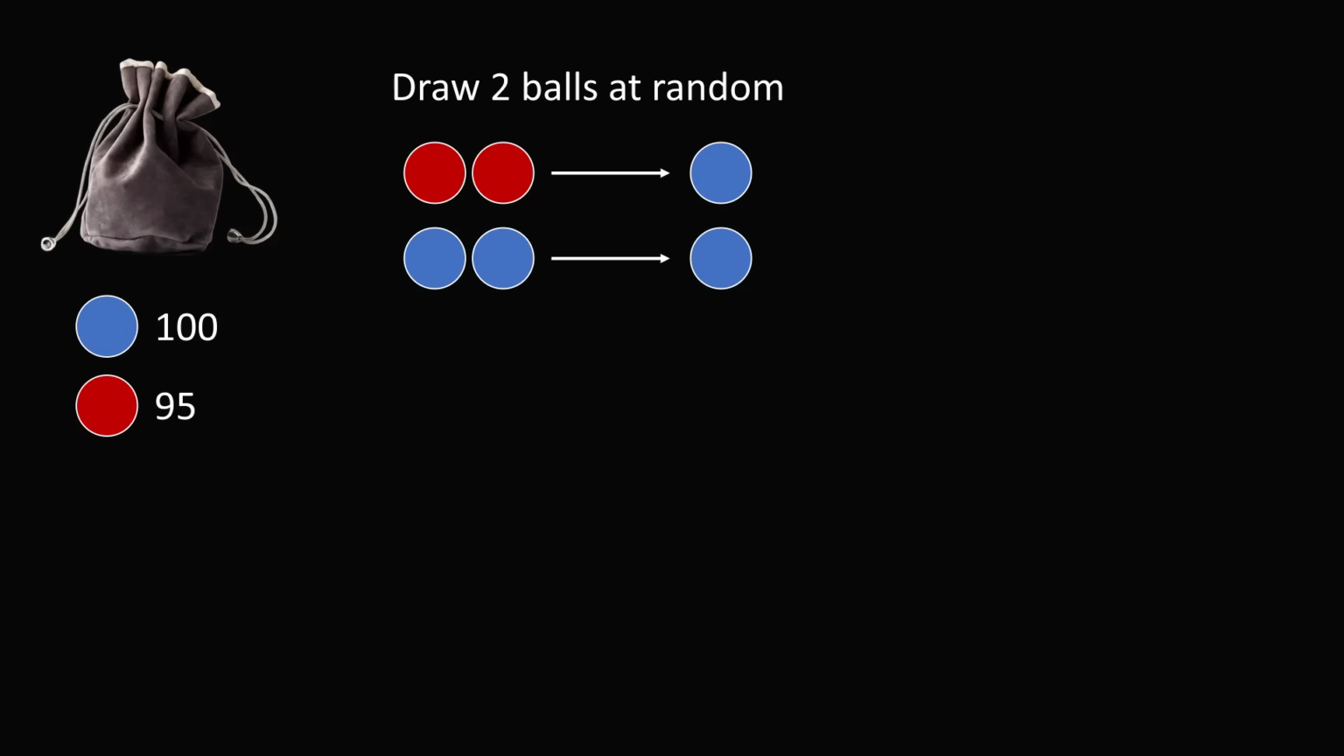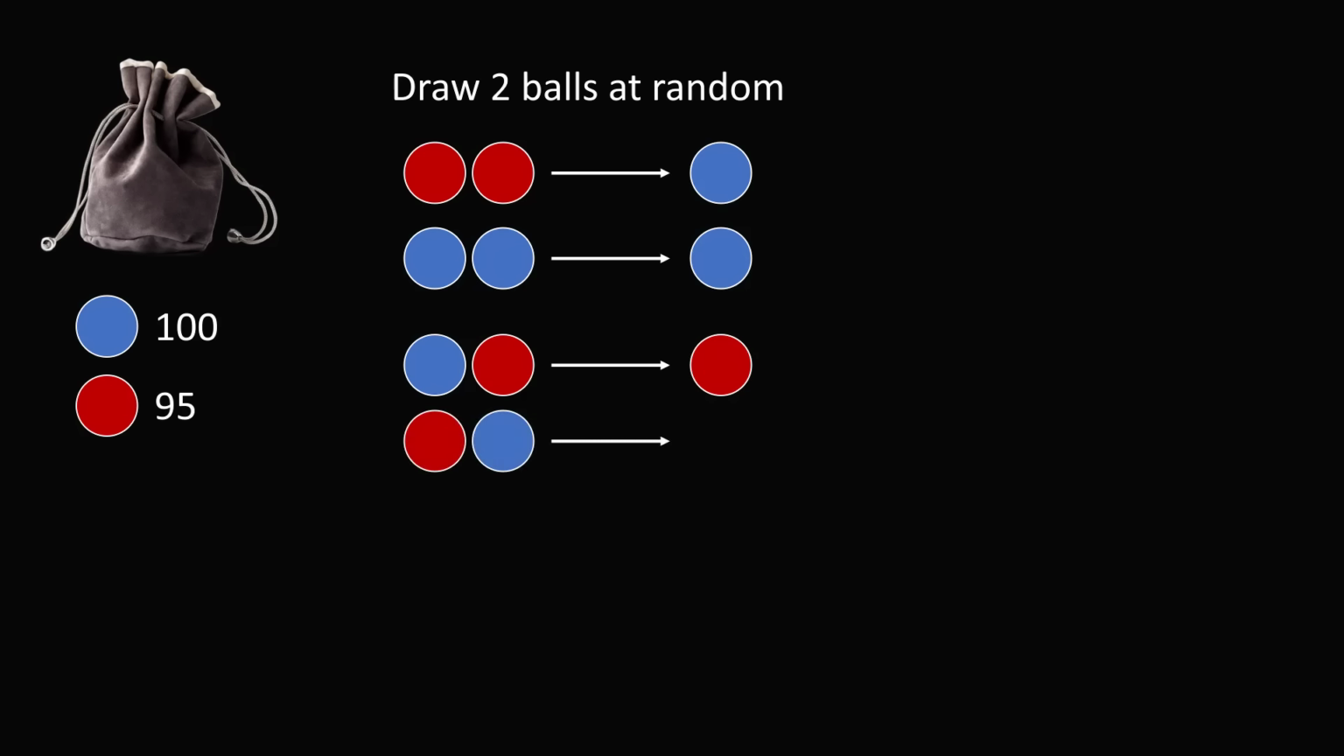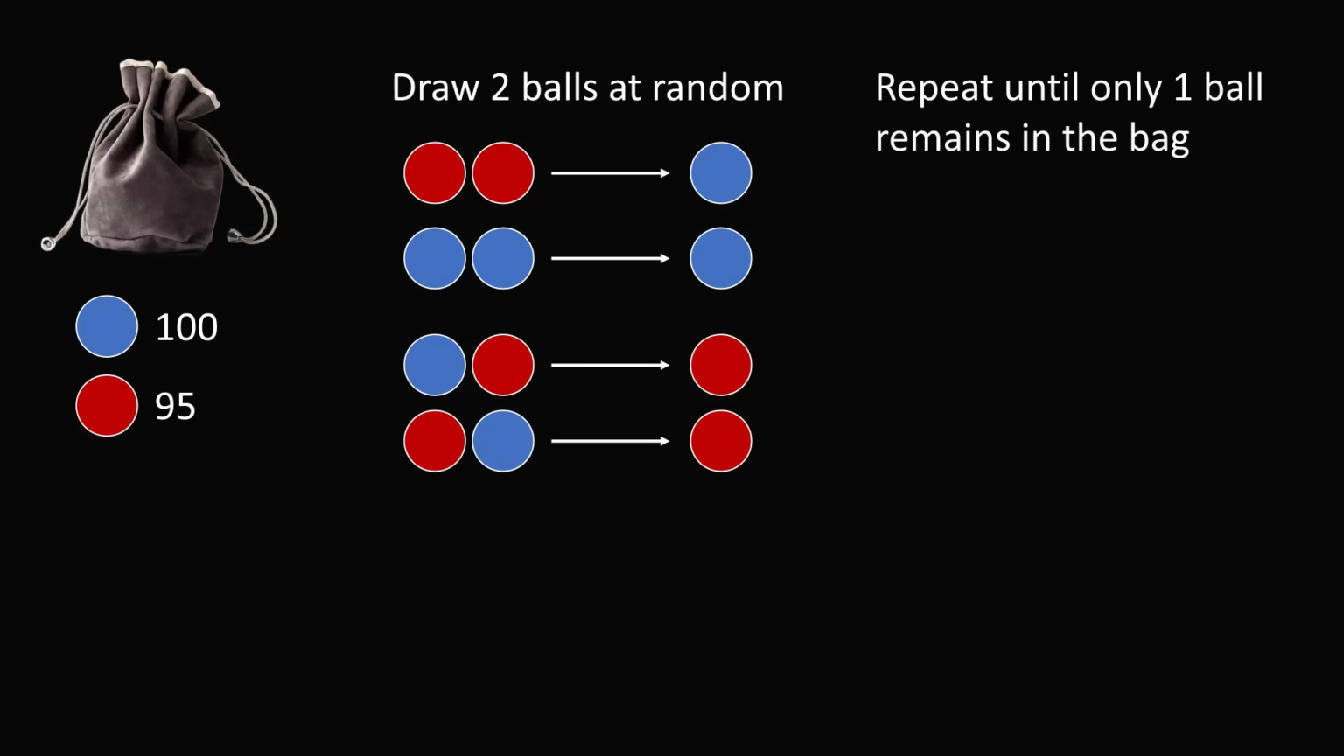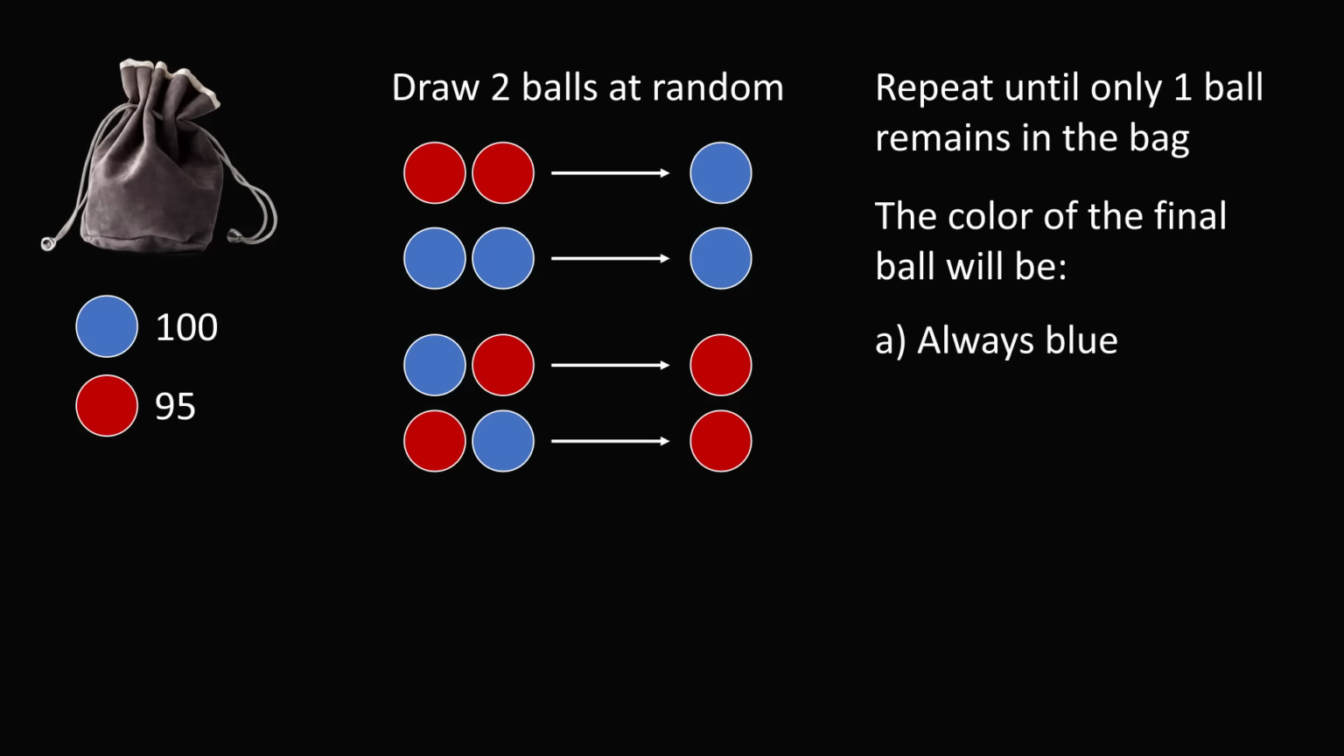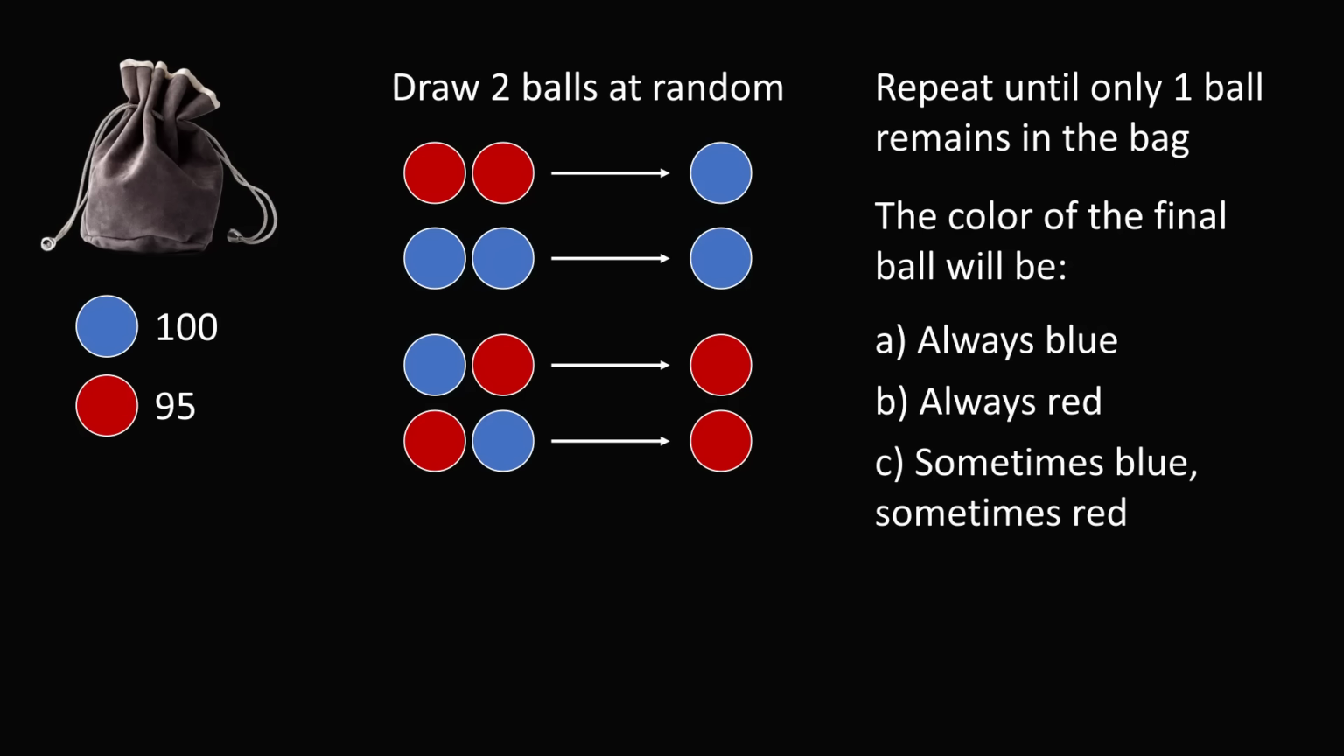What if the 2 balls are different colors? In that case, you're going to throw them away and replace them with a red ball. So if you had 1 of each color, you're going to throw those balls away and replace it with a red ball. You're going to repeat this process over and over until only 1 ball remains in the bag. The color of the final ball will be A, always blue, B, always red, or C, sometimes blue, sometimes red.